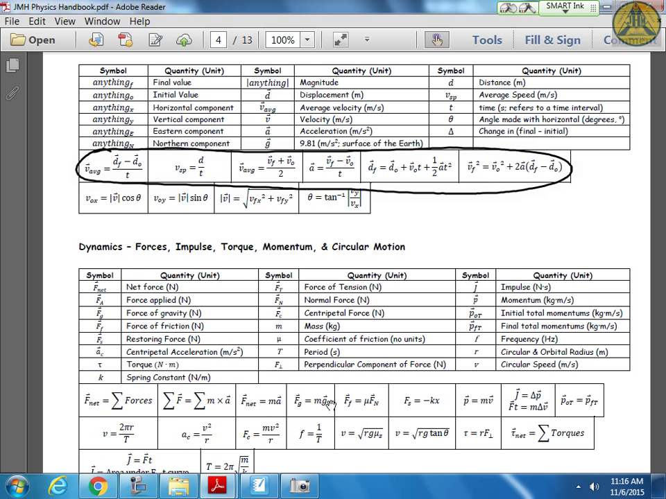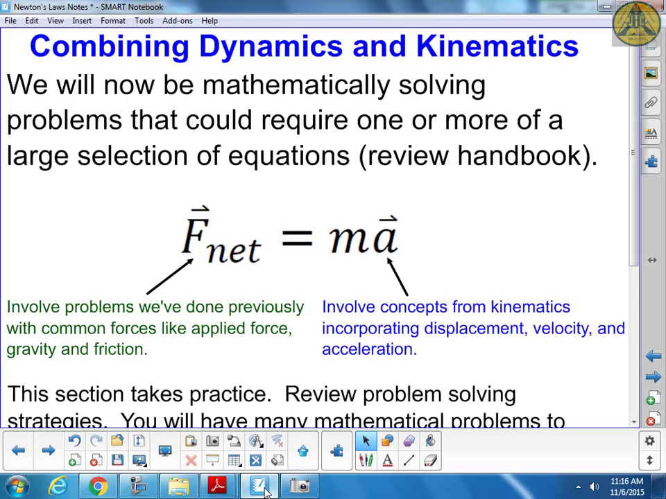All right, so let's go back to that note page. So the net force involves problems that we just did, where there's no velocity or time or position data given. Right? The other side of it is your kinematic stuff. We're putting those together.